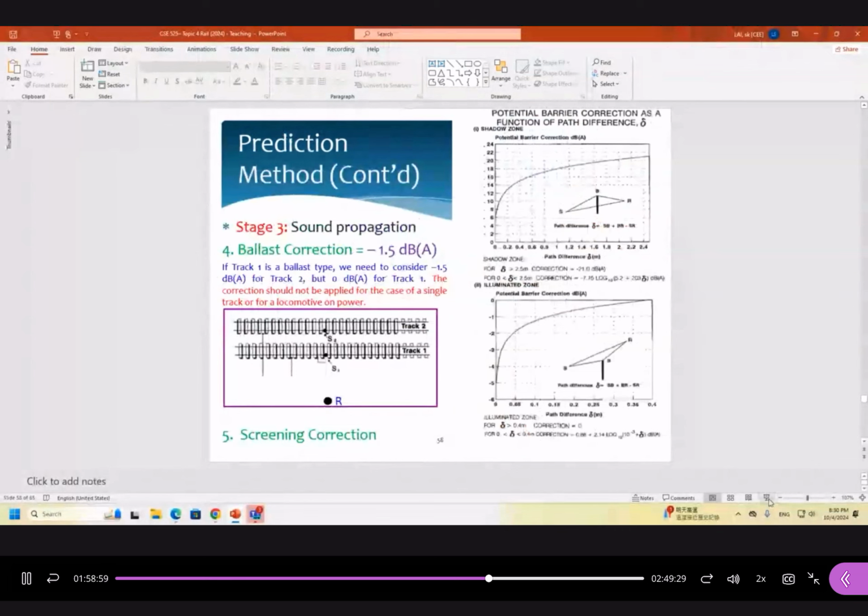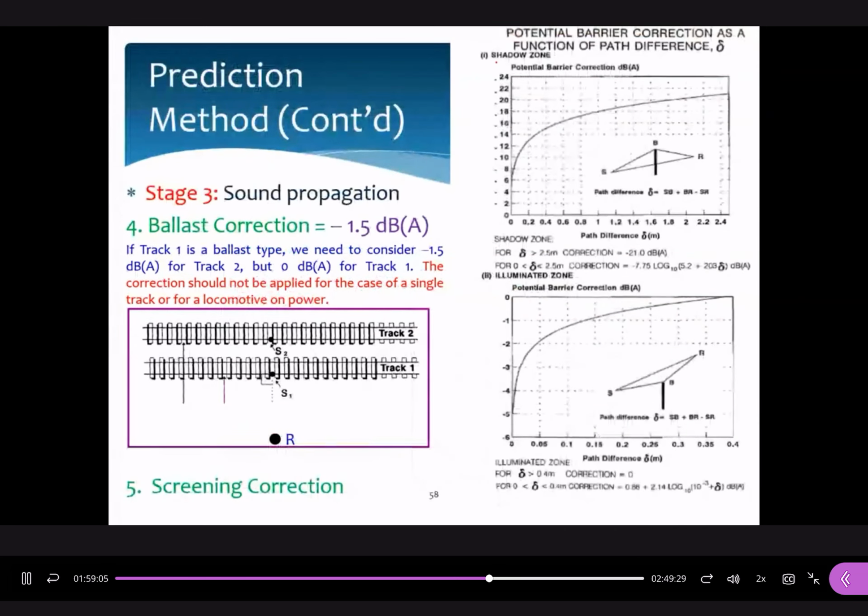So that's the first step. The first step is to determine whether the receiver is inside the shadow zone or the illuminated zone. Otherwise, you cannot identify which figure you are going to use. Once you identify, let's say inside the shadow zone, you have to calculate the path difference. The path difference is very simple, just A plus B minus C, a direct calculation. And then you can identify it from the figure. When you refer to the scale here, all of them are negative values. It makes sense with the position of the barrier, so that's why the noise effects could be reduced. But if the receiver is inside the illuminated zone, you can see that the values should be much less compared to the shadow zone.